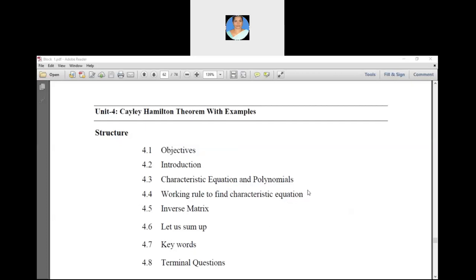Today's topic is Unit 4, Cayley-Hamilton theorem with examples. This unit touches on objectives, introduction, characteristic equation and polynomials, a working rule to find the characteristic equation, and the inverse matrix. Let us sum up, and some keywords and terminal questions.